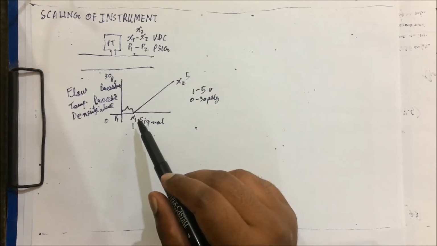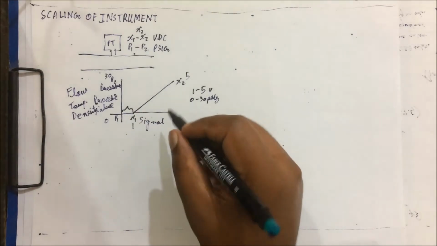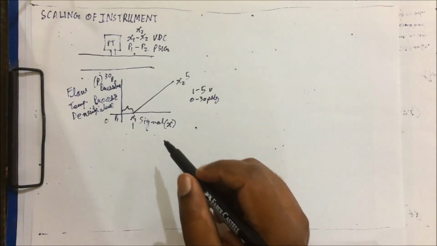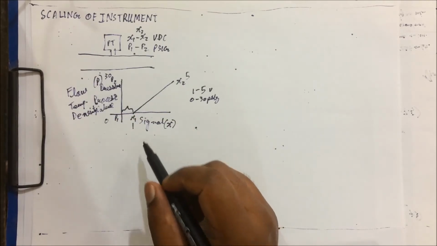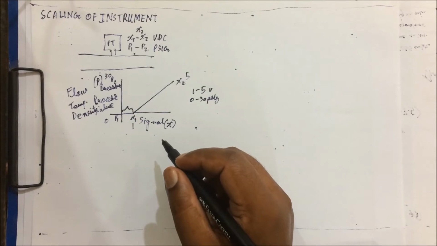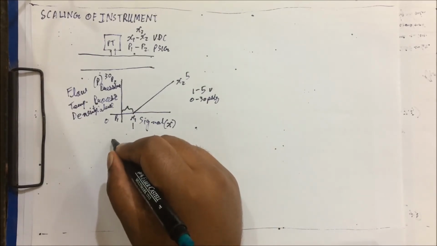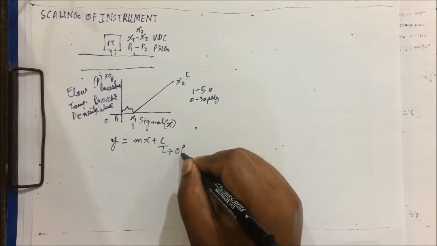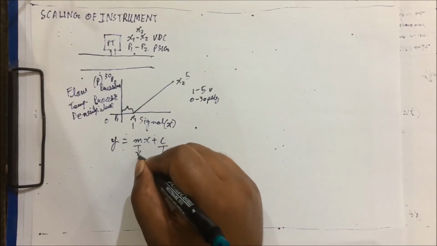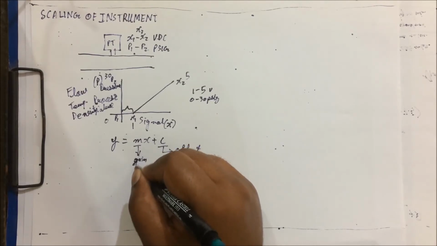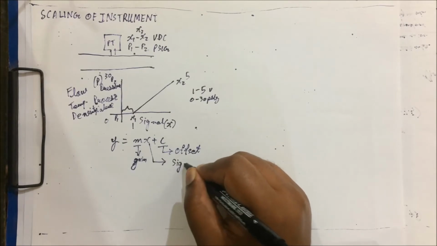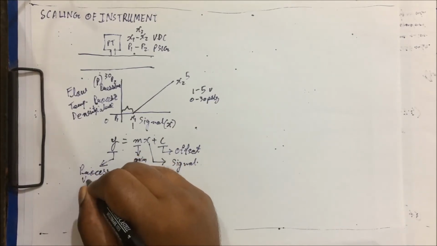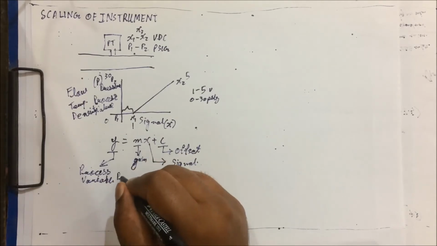So currently we need to find out the relation between the signal x and the process variable p, so that if we know the x, we can find out p. So we know from mathematics that the equation of a straight line or of any linear equation is generally given by y equals mx plus c. In the world of instrumentation, this c is called offset, this m is called gain, this x is the signal, and this y is the process variable. In our case, this is called pressure.